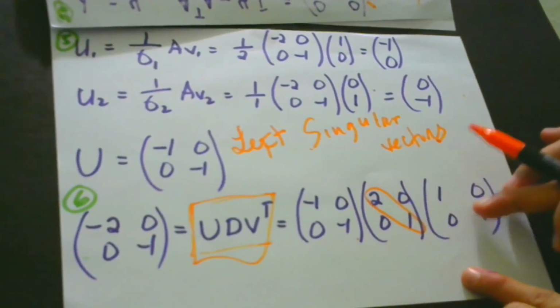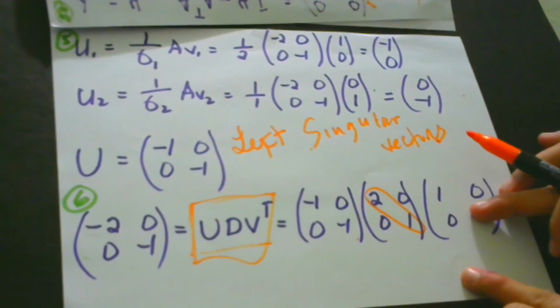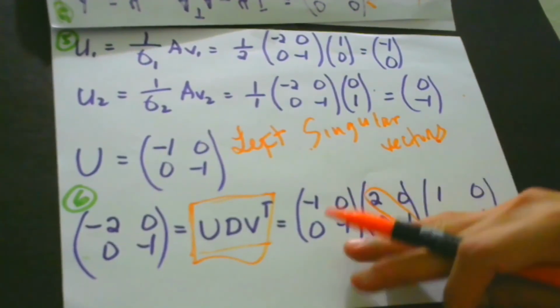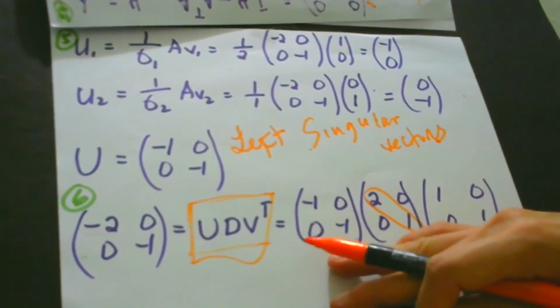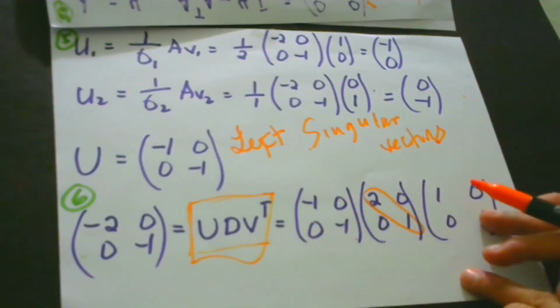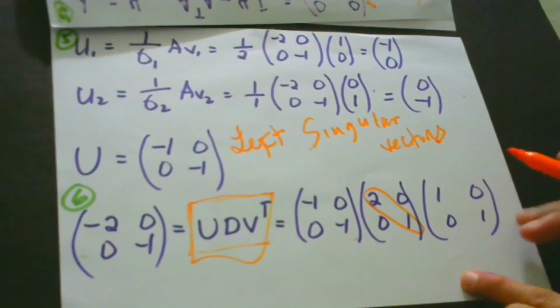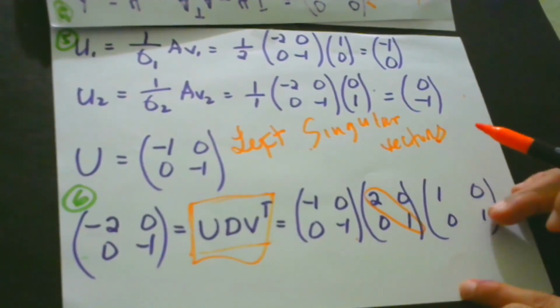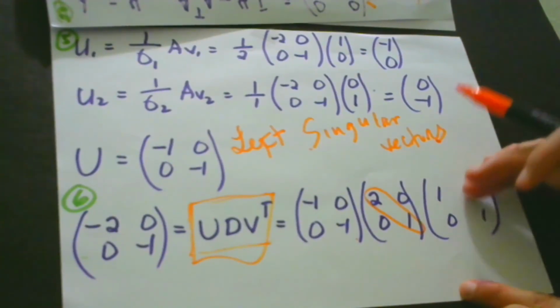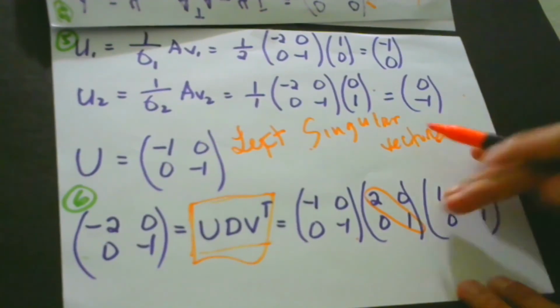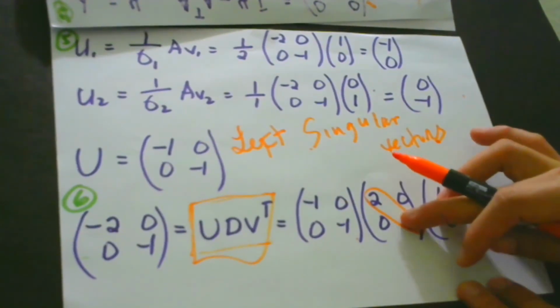So the SVD of A can be interpreted in terms of the eigendecomposition of functions of A. The left singular vectors of A are the eigenvectors of AAT, and the right singular vectors of A are the eigenvectors of ATA, or A transpose A. The singular values of matrix A are the square roots of the eigenvalues of ATA and also of AAT.